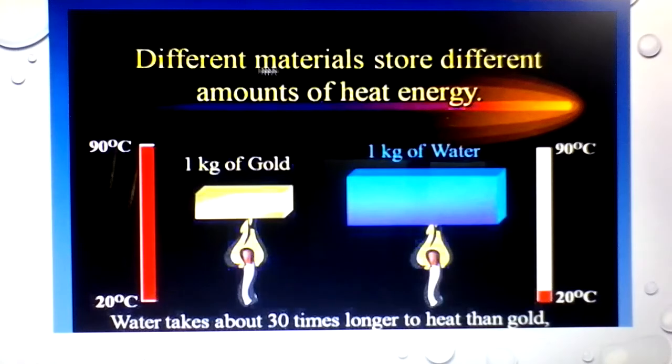Okay, look at here. Different materials store different amounts of heat energy. When we talk about different types of material, for example gold and water, say we have 1 kilogram of gold and 1 kilogram of water. Water takes about 30 times longer to heat than gold. So the gold heats up faster compared to water. Meaning different types of material store different amounts of heat energy.